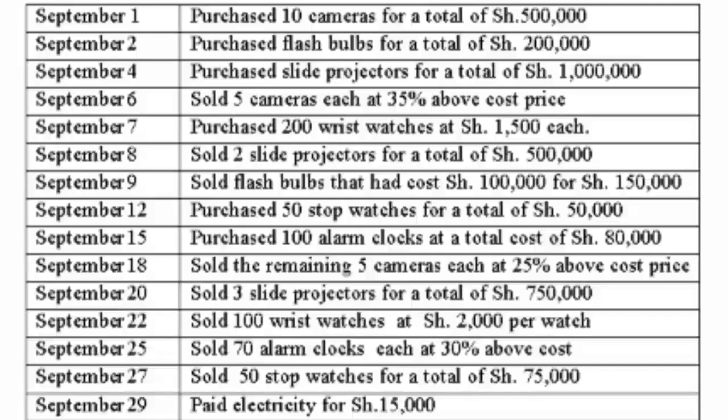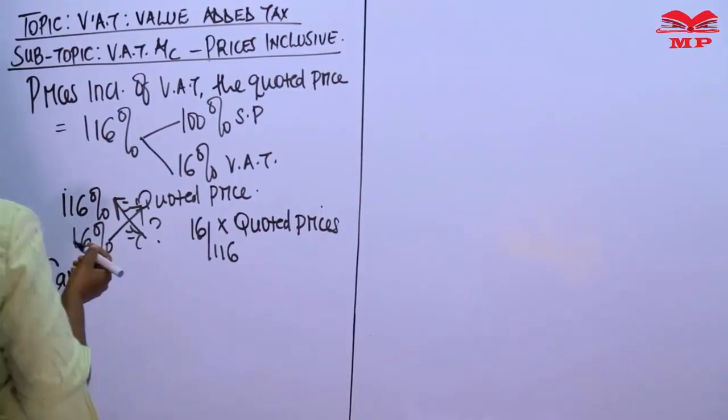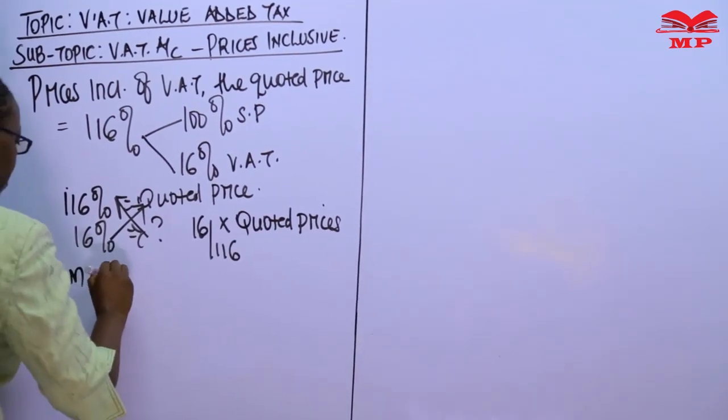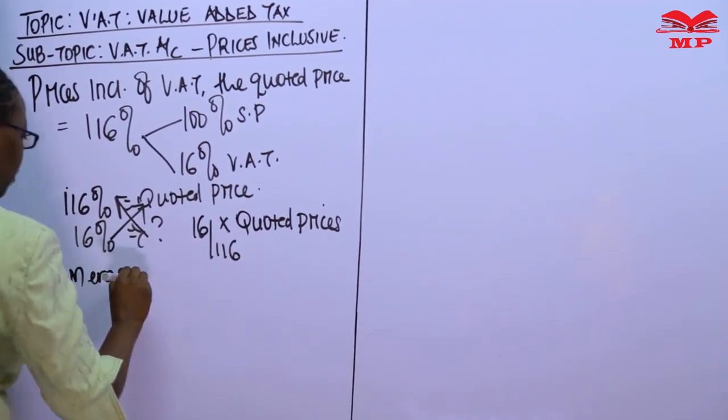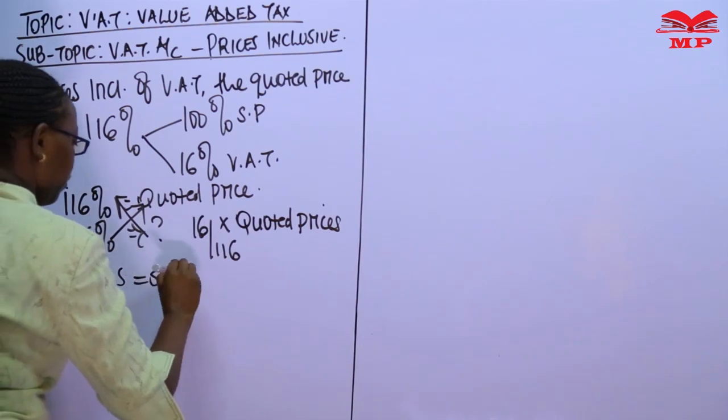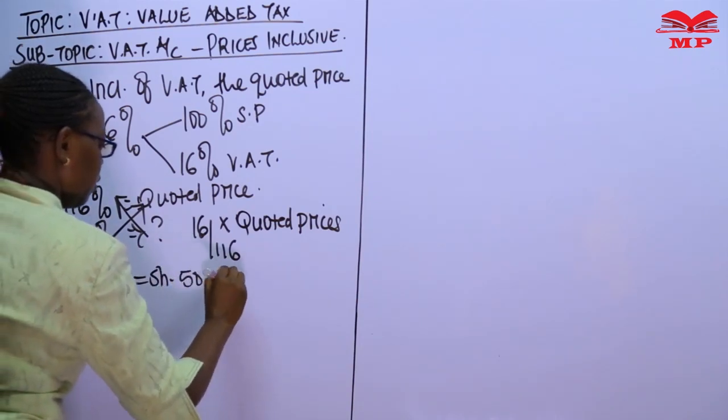So the total cost is 500,000, divided by the number of cameras they bought, 10, that gives us 50,000. So we can note it somewhere: cameras cost 50,000 per unit.